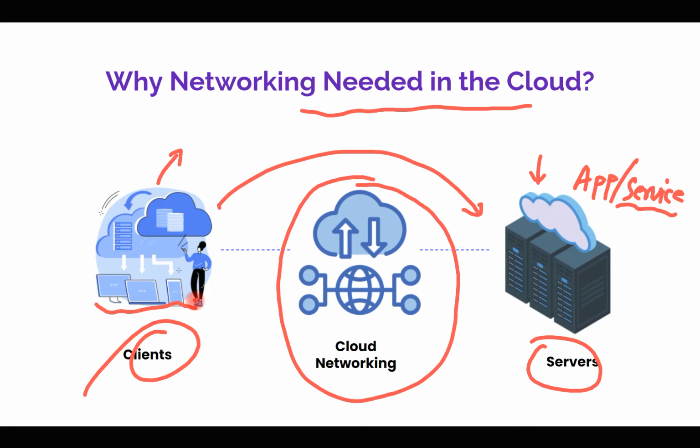There is certain connectivity which we require. You can see we require one connectivity from here to here, and from here to here, and there are some components. Those components are part of our AWS network, and we will talk about these components. Just understand, cloud network is required to connect from your client machine to the application or services which are running on the cloud. That's why we need networking.